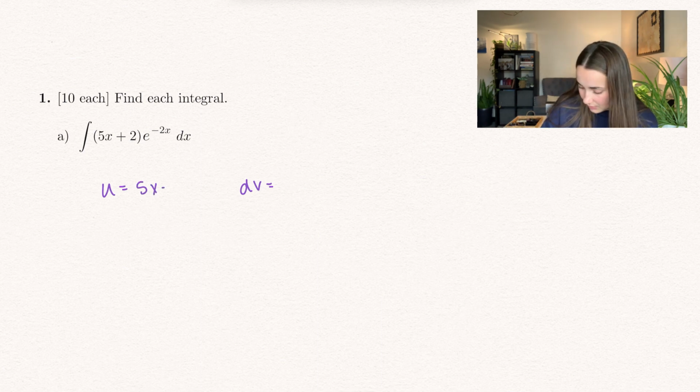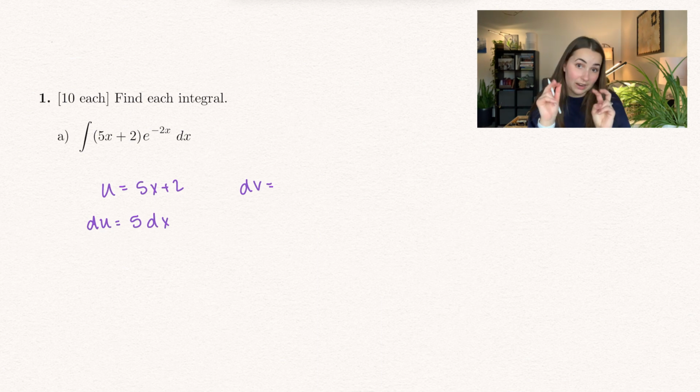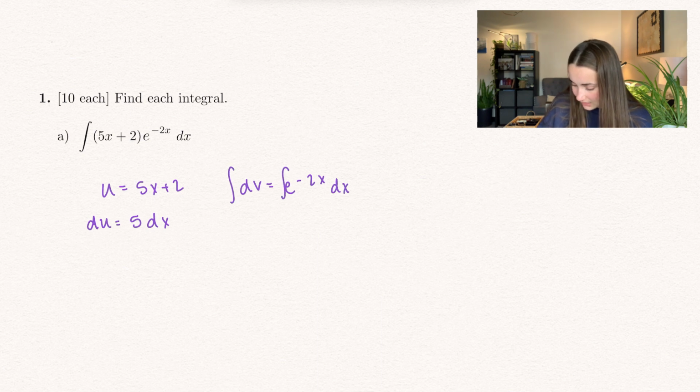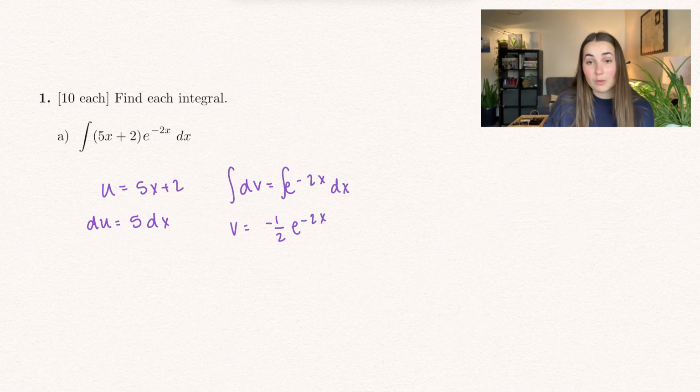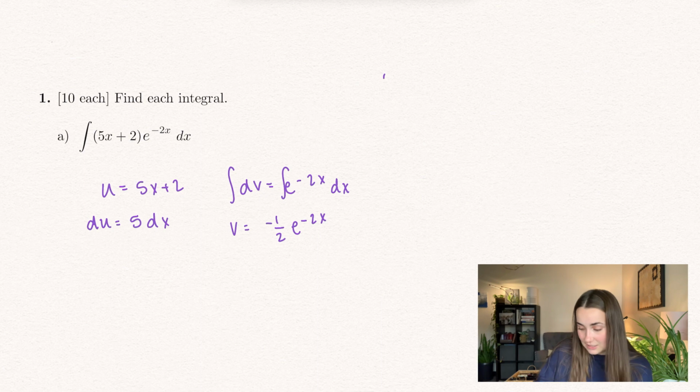So here I'm going to take the derivative of 5x plus 2, because when I take the derivative of it, I just get 5 dx. And so I get rid of an x term, right? My dv is going to be e to the negative 2x dx. And when I integrate both sides, we're going to get v is equal to negative 1/2 e to the negative 2x. So here, if you don't remember integration by parts, I remember it as UV rays shooting at voodoo.